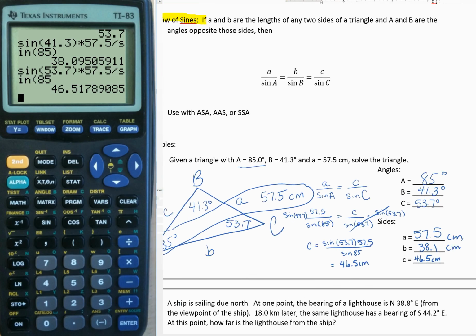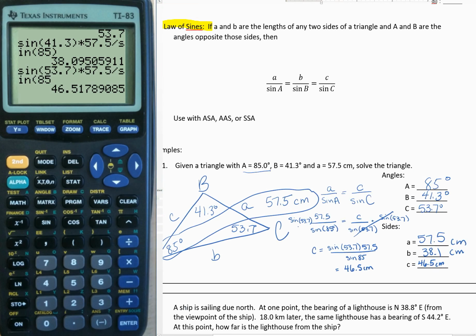Okay, so by using the first thing we did, since we had two angles, we used the fact that the angles add up to 180 to find the third. And then since we had an opposite pair, we were able to use the law of sines to find the other two sides.